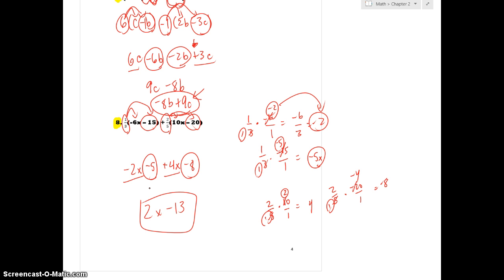You'll definitely see a problem with the fraction on your quiz tomorrow, so you want to go ahead and take a look at that.